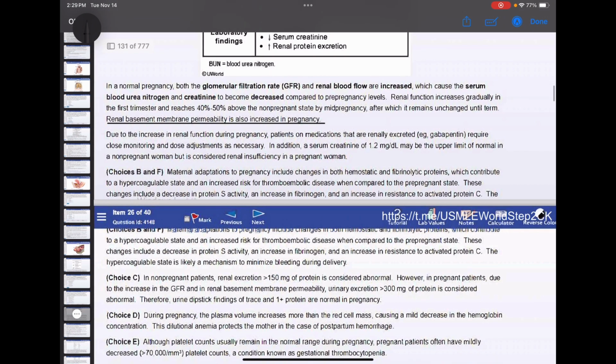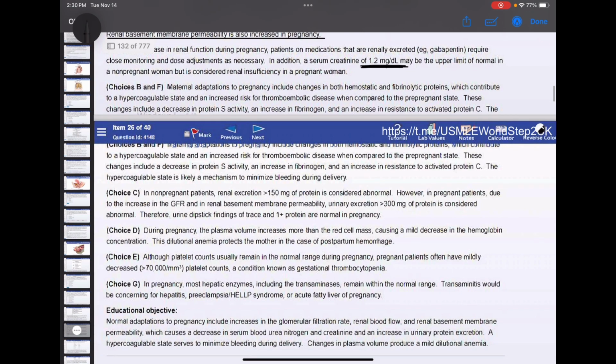Due to the increase in renal function during pregnancy, patients on medications that are renally excreted, like gabapentin, require close monitoring and dose adjustments as necessary because there's an increase in renal function. In addition, a serum creatinine of 1.2 may be the upper limit of normal in a non-pregnant woman, but it is considered renal insufficiency in a pregnant woman because the normal is decreased. So in a non-pregnant woman, even though 1.2 is the upper limit, in a pregnant woman that is renal insufficiency.